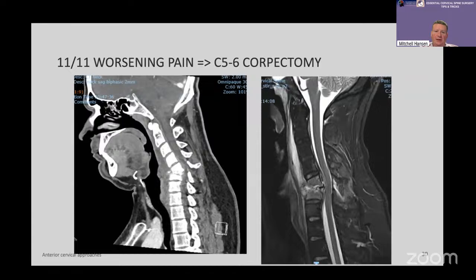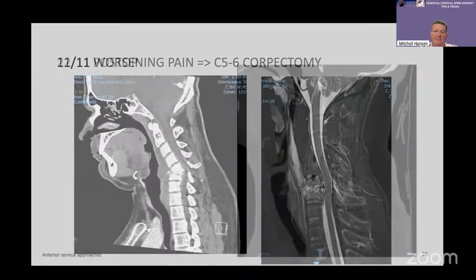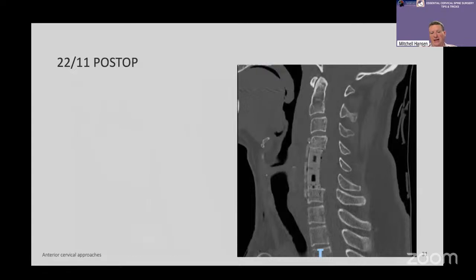And so it was elected to take him to theatre to look at a 2-level corpectomy to restore his sagittal alignment, which hopefully should keep Tanya happy after her great presentation. And in this case, I used an anterior approach with a carbon fiber cage to allow further imaging and to reduce the artifact. And then he required posterior fixation to keep the alignment.